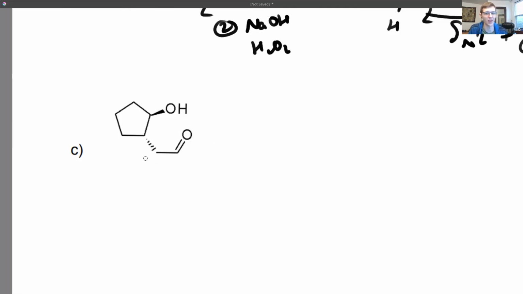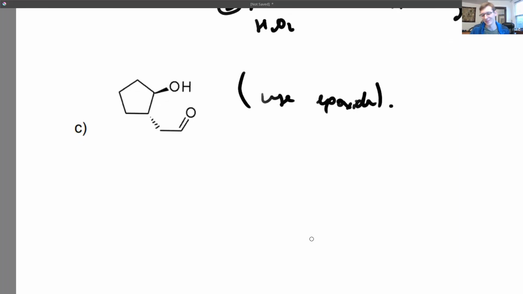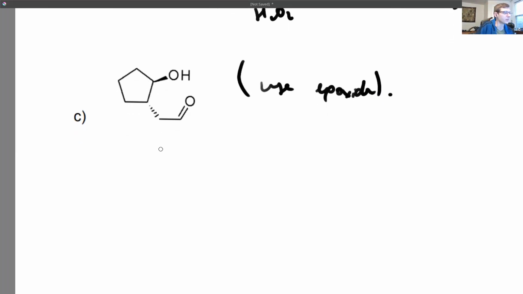How did we probably get that? With an epoxide opening. Yeah, exactly. So we will use an epoxide. They love epoxides. You'll get asked about epoxides plenty of times. Anyway, we can't use an epoxide as our first step, right?